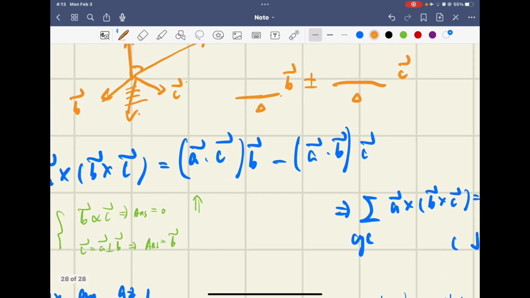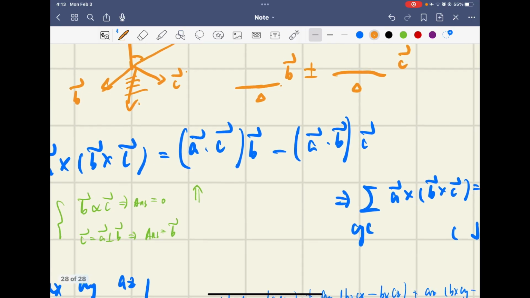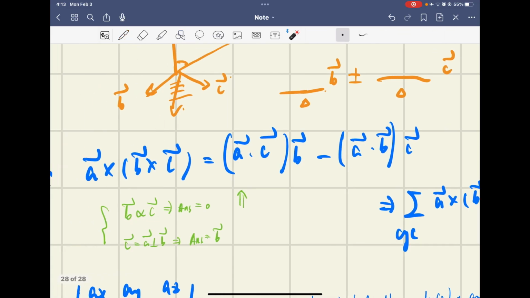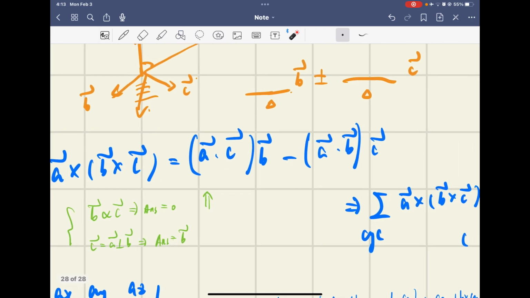Let's think about two cases. One is B parallel to C, so the angle between B and C will be zero. If we substitute this condition in, because the angle between B and C is zero, the product between B and C will be zero as well. And vector A cross the zero vector will again yield zero. So the whole answer will be zero. Okay, that's our first assumption.